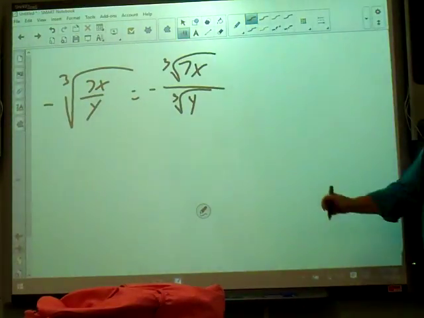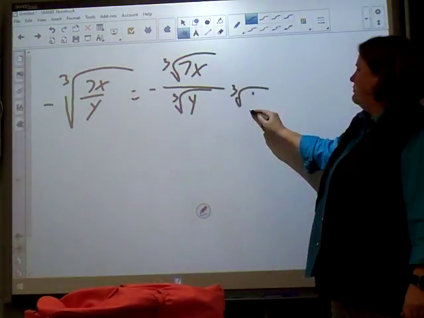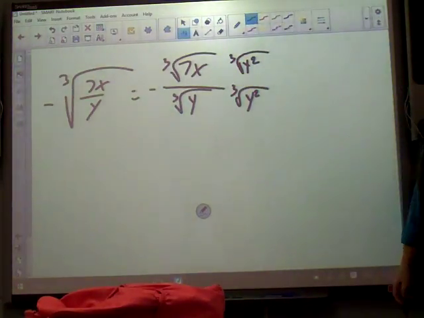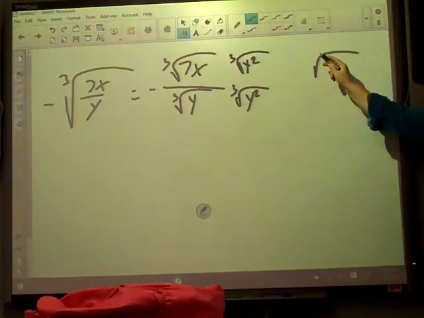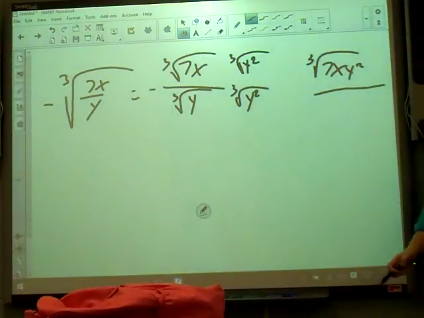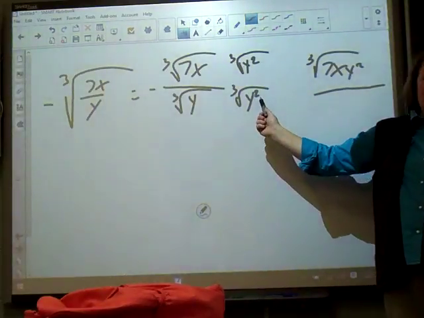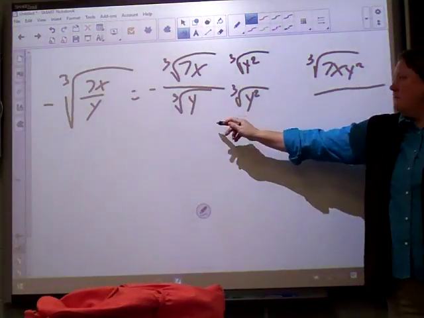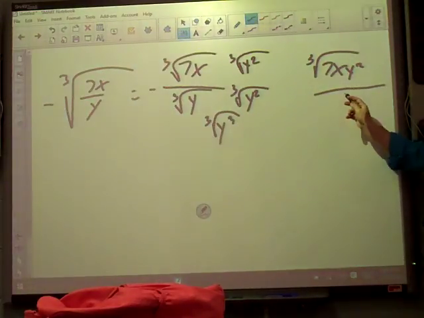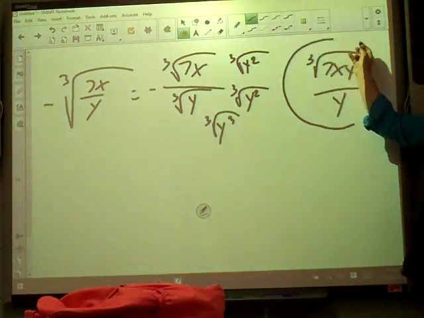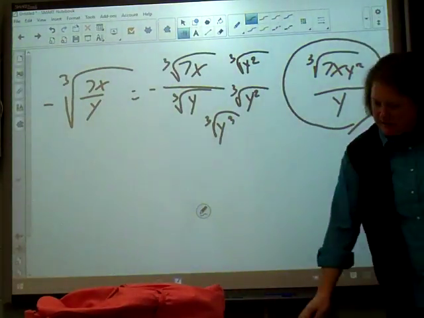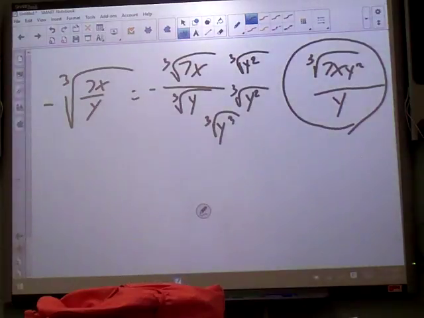Y squared. Very good, Caleb. So we're going to multiply by the cube root of y squared. So on the top, that gets me the cube root of 7xy squared. On the bottom, y times y squared is y cubed. So you've got the cube root of y cubed, and then the cube root and the cube cancel out. You just got y. Which was C.